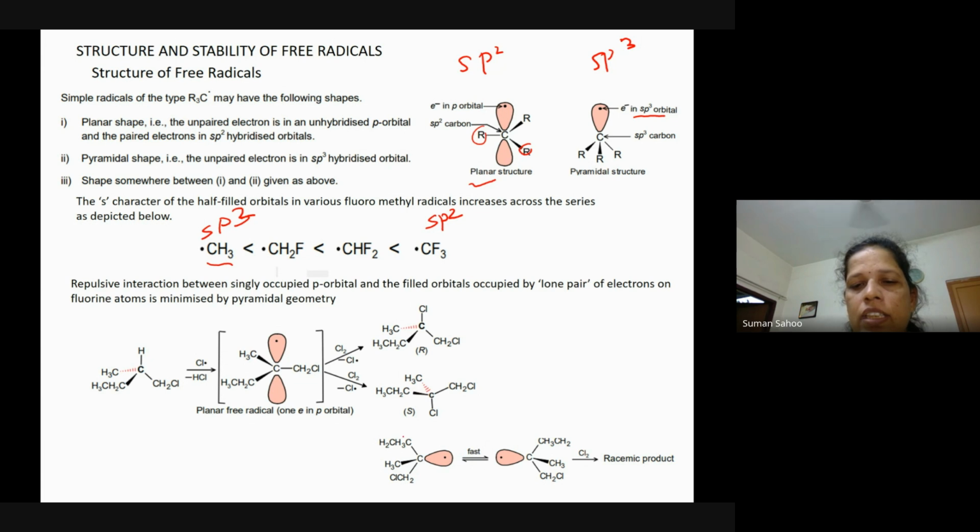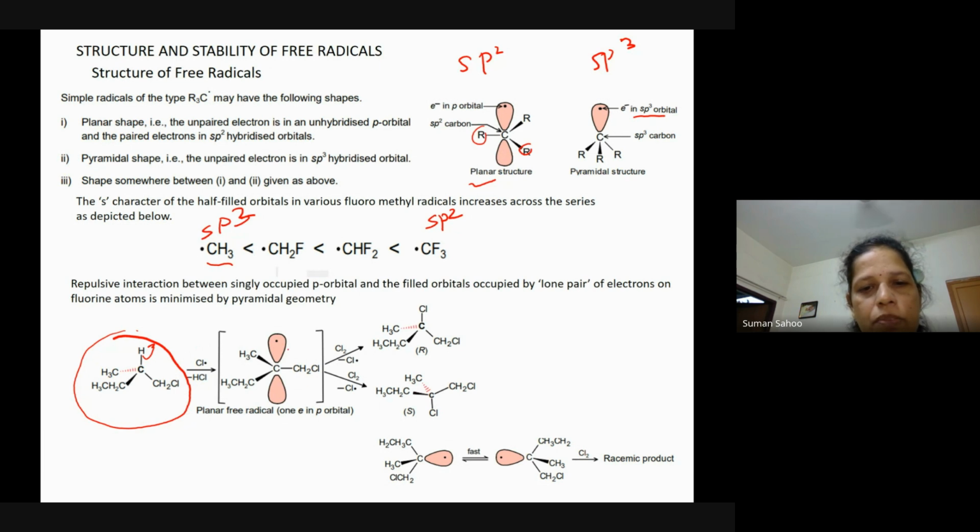This pyramidal structure is a three-dimensional structure, so it can be chiral, but it gets flipped immediately, so you always get a racemic product. For example, if you see this chiral alkyl halide, when it is treated with chlorine dot, it first undergoes initiation. Chlorine will take out this hydrogen, minus HCl, and you get a free radical.